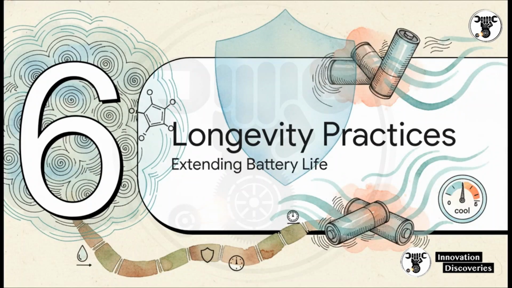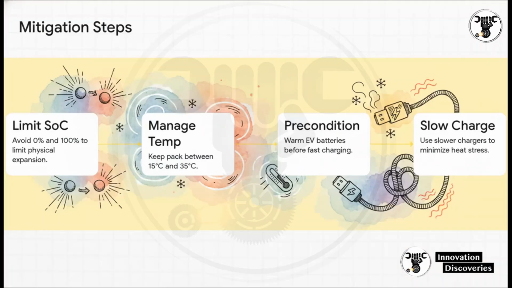Section 6. Best practices for longevity. So the crucial point is, how do we actually slow down this resistance growth? Well, I've got a step-by-step field guide with a few actionable everyday charging habits that will drastically minimize thermal and chemical stress. First, avoid pushing cells to extreme 0 or 100% states of charge. This limits the physical expansion and contraction that cracks particles over time.